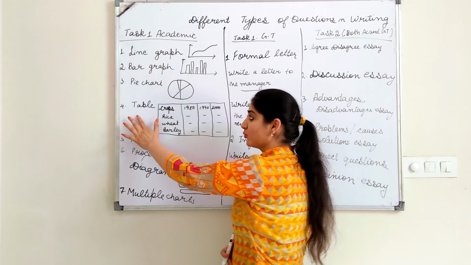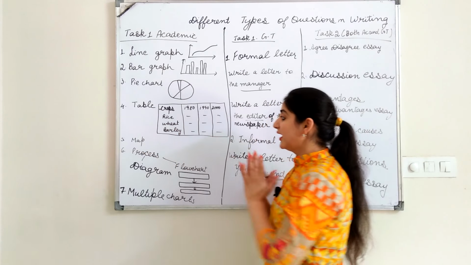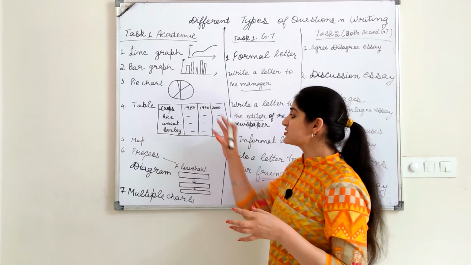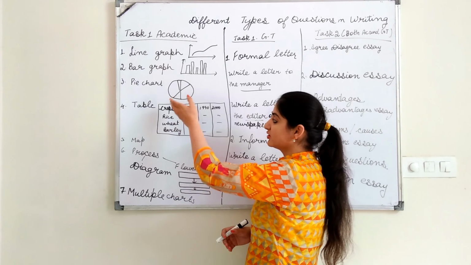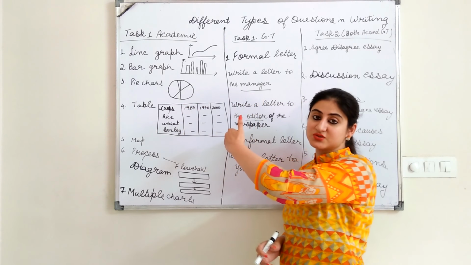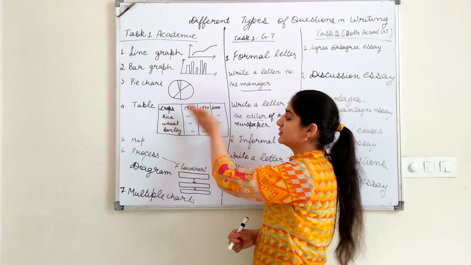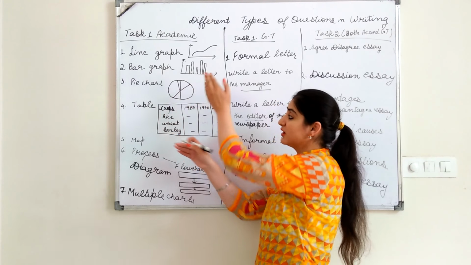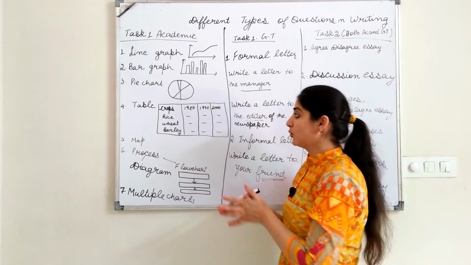The fourth type of question that can come in the task 1 academic is a table. In this, the different information is arranged in cells vertically and horizontally. For example, production of crops in 3 different years is given, like rice, wheat and barley is written over here and 3 different years are written over here. So the production of each type of crop in each year is written here. So this kind of a chart can also come.